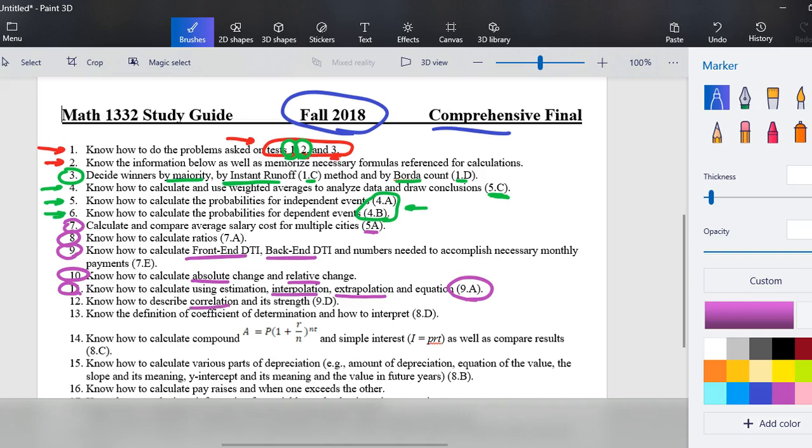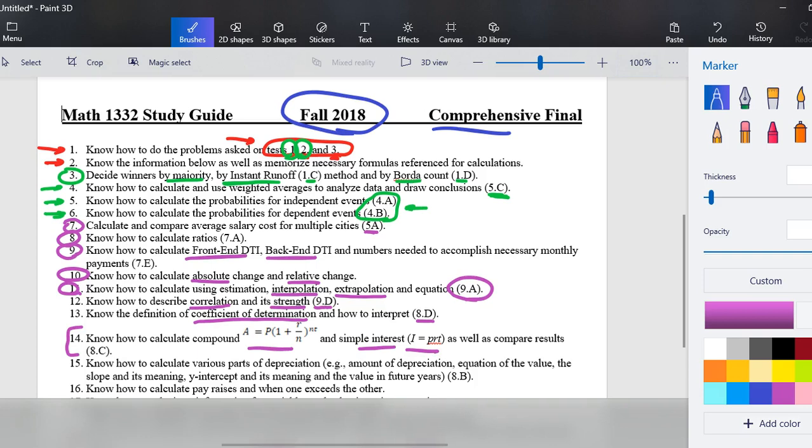Know how to describe correlation and its strength, and we're coming back around to that, so that'll be a really good refresher, not only with 9D, but in some upcoming lessons. Same here, the coefficient of determination. It was in 8D, but it's coming back around in these lessons. How do you calculate compound and simple interest?